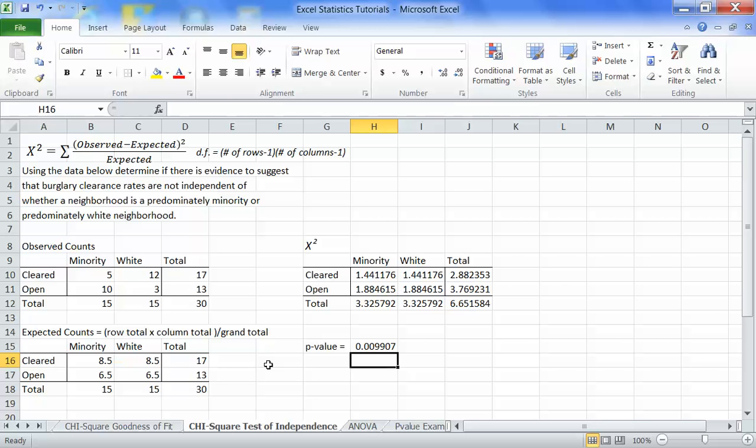Or you could say that there is statistically significant evidence to suggest that a relationship exists between whether a neighborhood is predominantly minority or white and whether the burglary has been cleared or is open. I should say there is statistically significant evidence to suggest that a relationship exists between whether a neighborhood is predominantly minority or white and the burglary clearance rates in those neighborhoods.